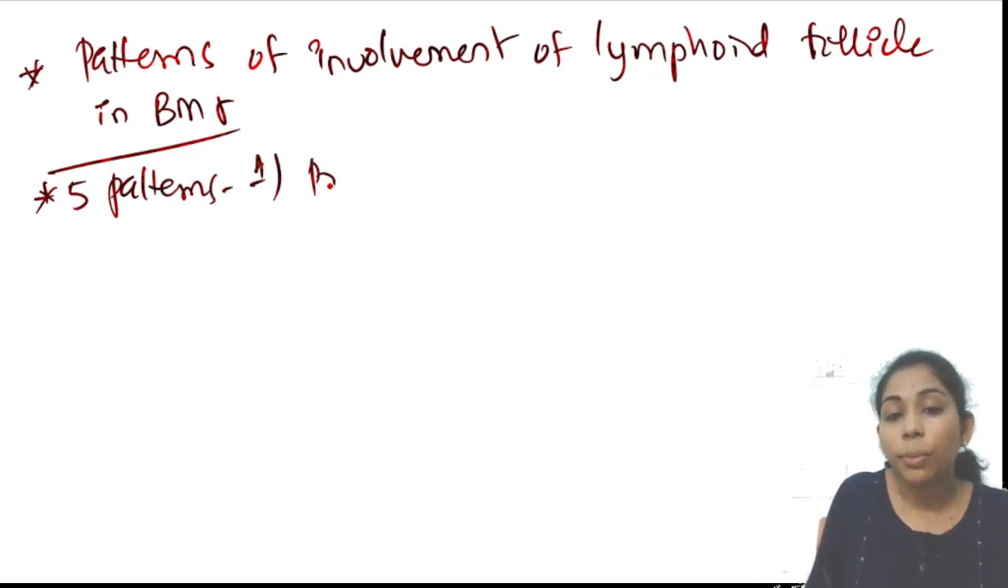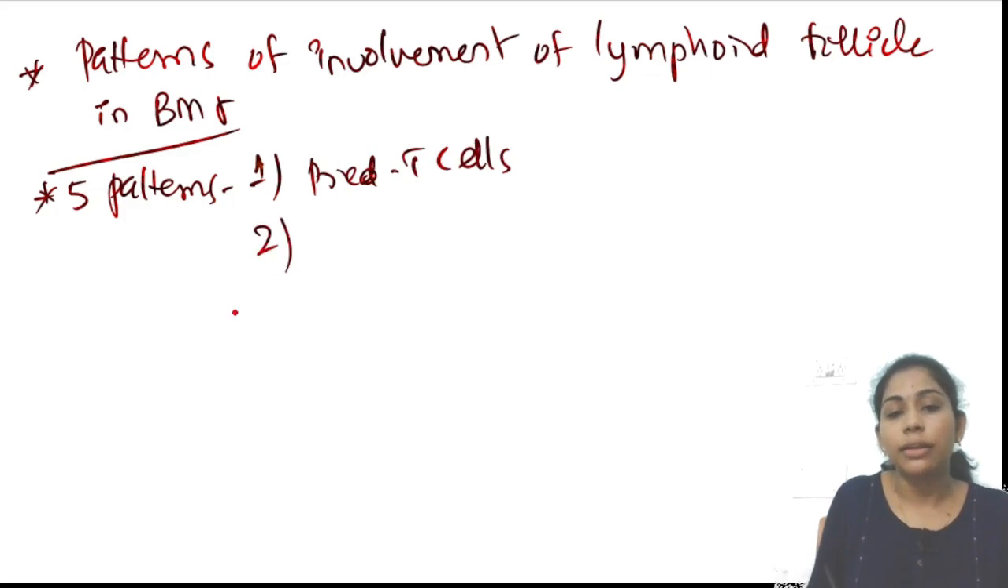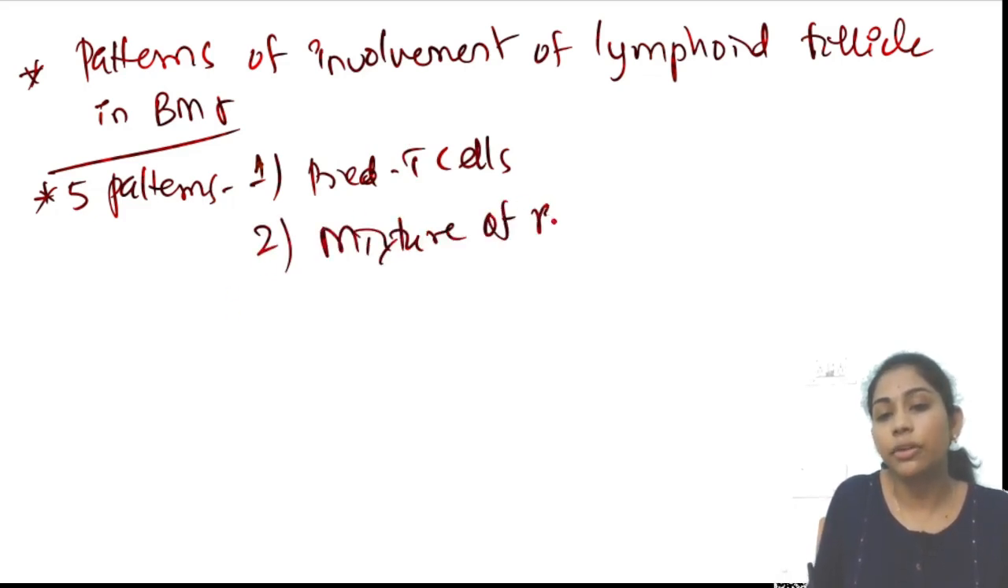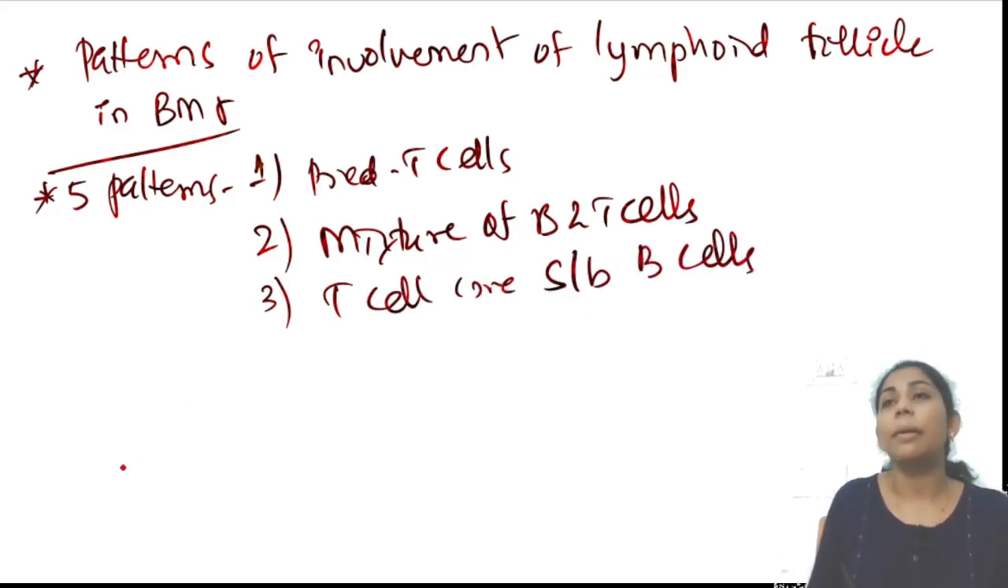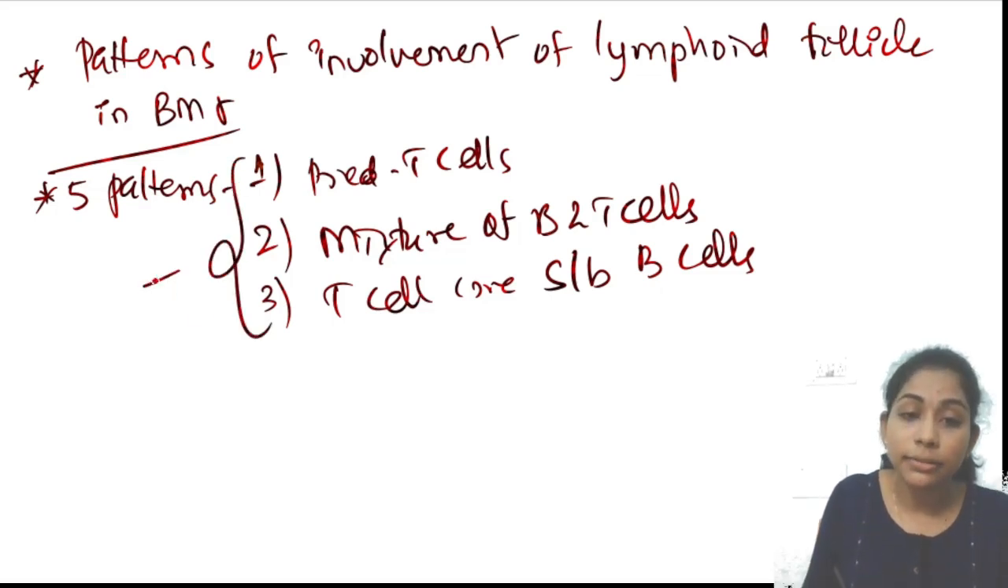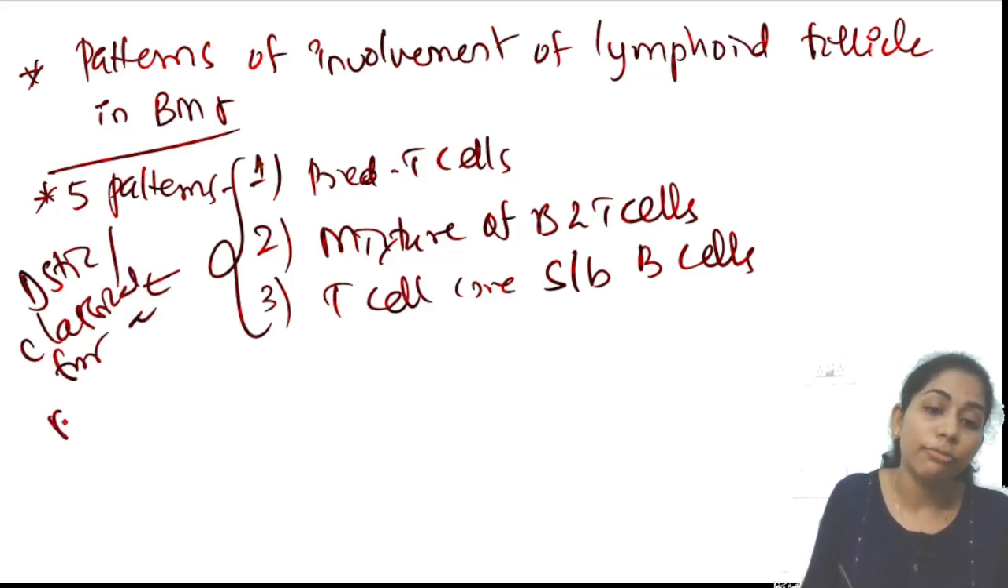The first pattern is predominantly T cells. That means if the lymphoid follicle contains predominantly T cells, that is pattern 1. Then pattern 2, there is a mixture of B and T cells. That is pattern 2. Then pattern 3, which is a T cell core surrounded by B cells. This is pattern 3. And these 3 patterns are diagnostic, or I can say they are classical for a benign lymphoid follicle.